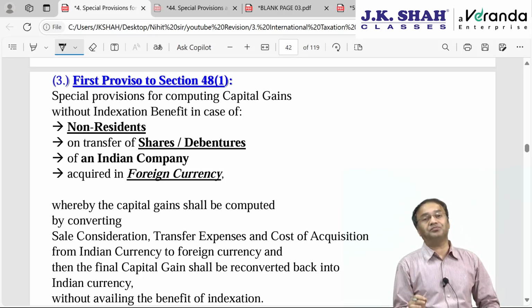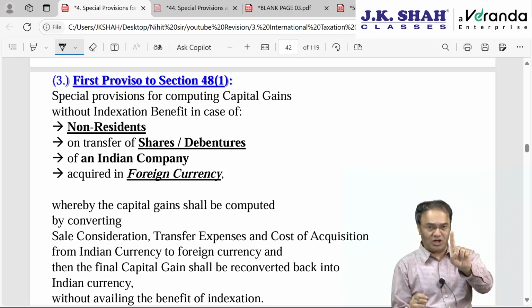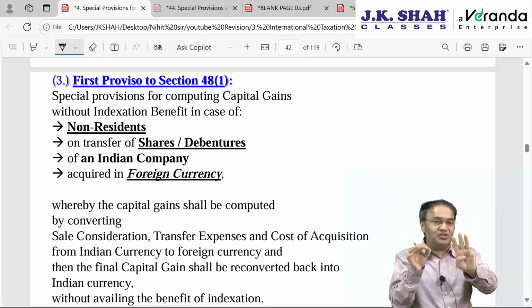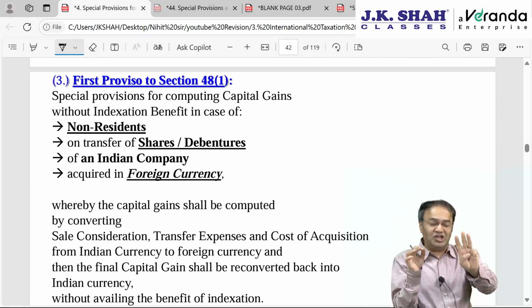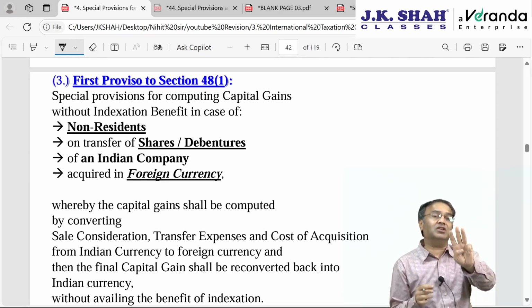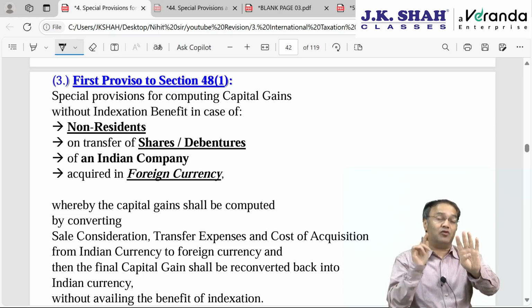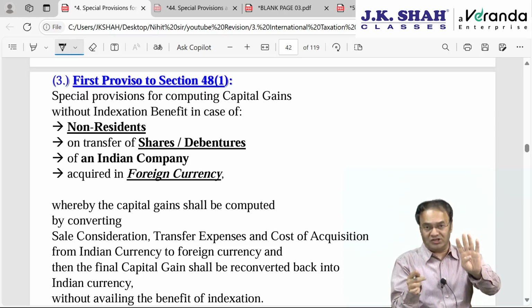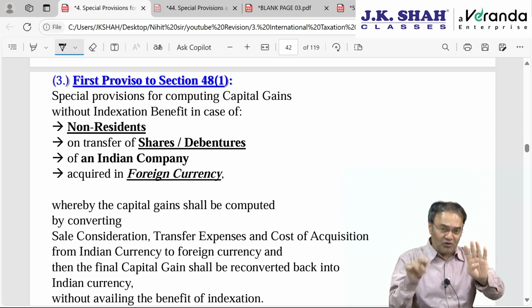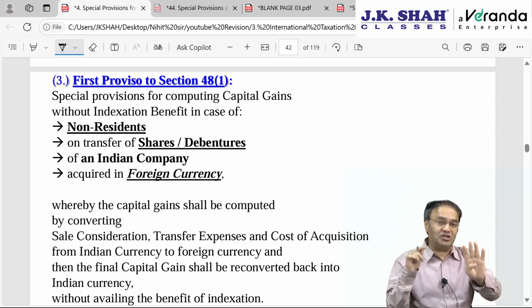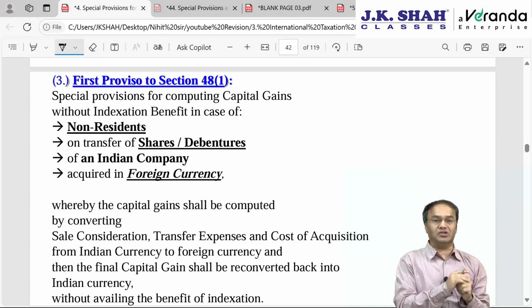This is applicable only in case of a non-resident or a foreign company who have acquired shares or debentures, only two assets, while calculating capital gain on shares and debentures of an Indian company in the hands of the non-resident. Everything, sale consideration, transfer expense, that is net sale consideration, cost of acquisition, everything which is available in Indian rupees, convert into foreign currency and calculate capital gain in foreign currency, and the balance amount, that is the capital gain so computed in foreign currency, is reconverted back into Indian currency.